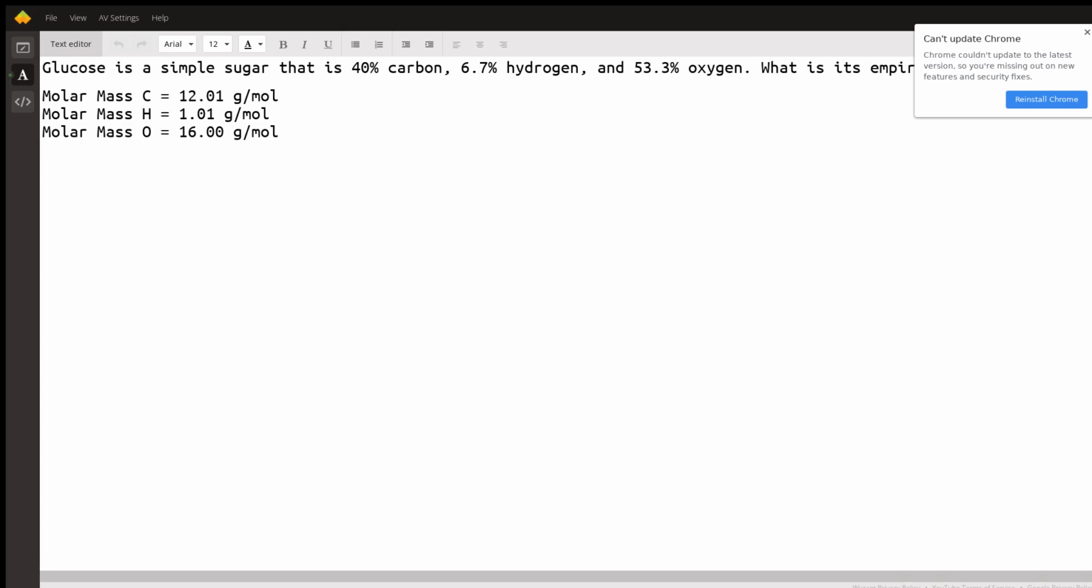I'm one of the new Wyzant tutors here, and I'm here to help with a chemistry problem involving percent composition. So glucose is a simple sugar containing 40% carbon, 6.7% hydrogen, and 53.3% oxygen. And the question asks to calculate the empirical formula. And these are the molar masses of each of the elements, C, H, and O.